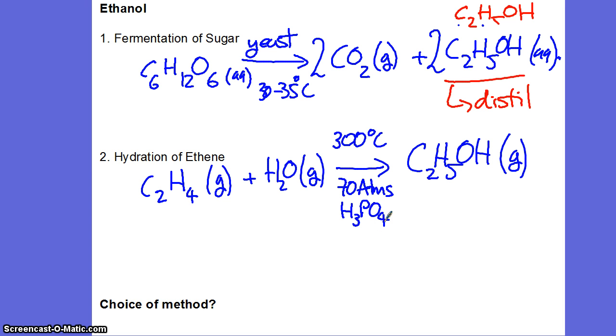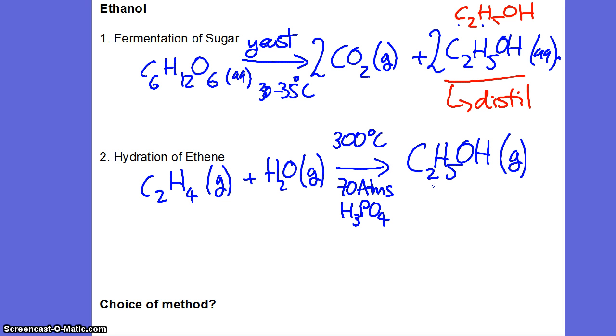Now, unlike the fermentation process, this gives us a 100% yield of ethanol. So you might think, oh, this process is much better. It gives us a 100% yield of ethanol. We also don't have to stop and do a distillation at the end of the reaction. It can run continuously. But it doesn't necessarily follow that the ethene method is the best.